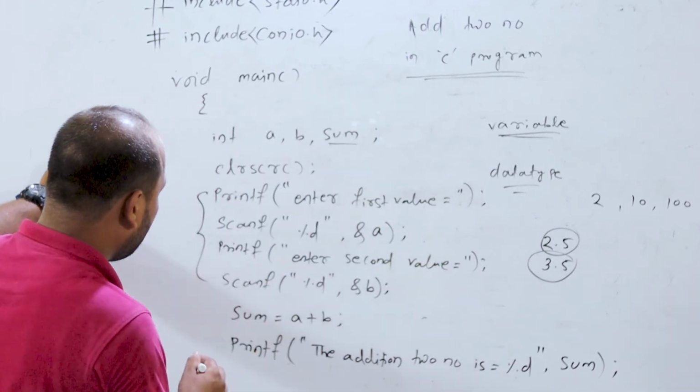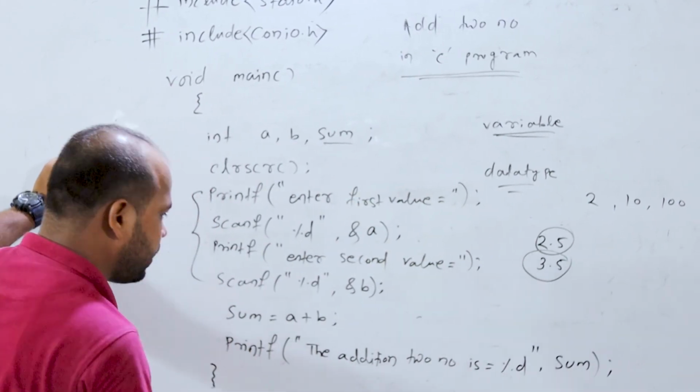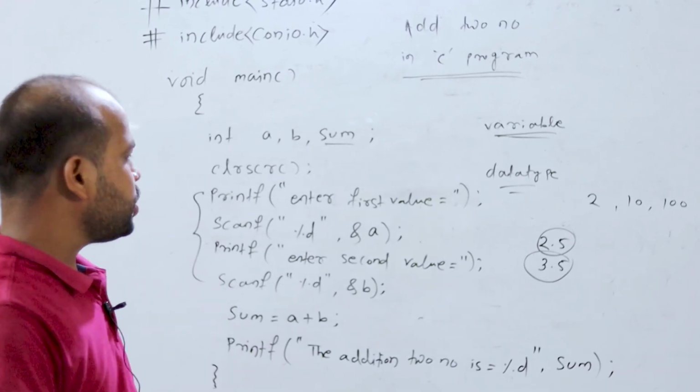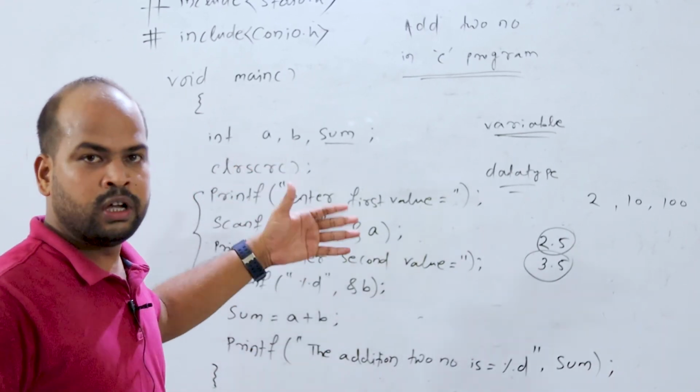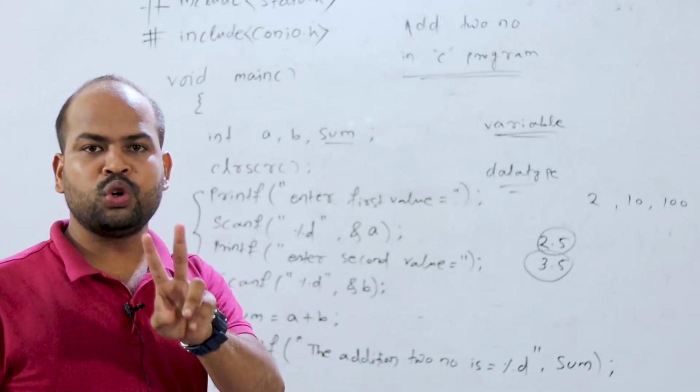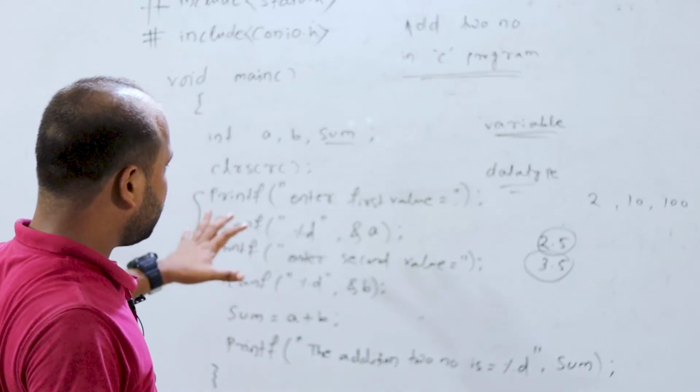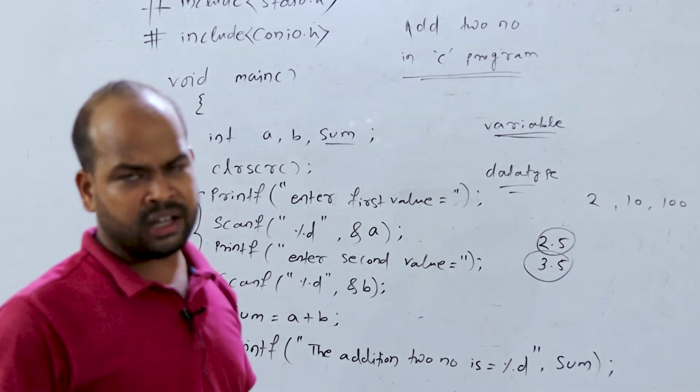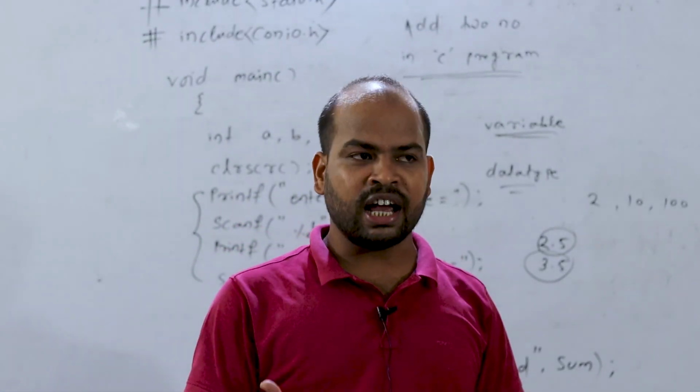Then you have to close the curly bracket. This is the process to add two numbers. This is the easiest way you can remember to write a program.